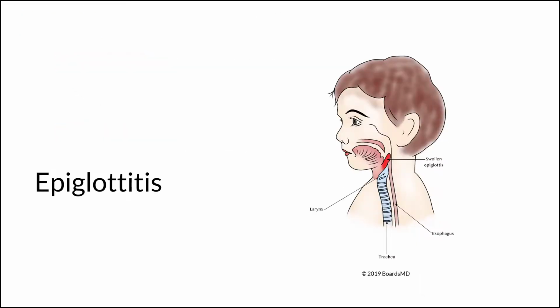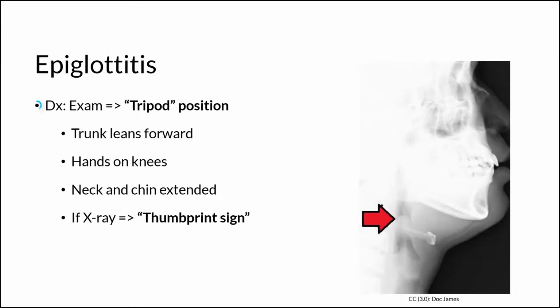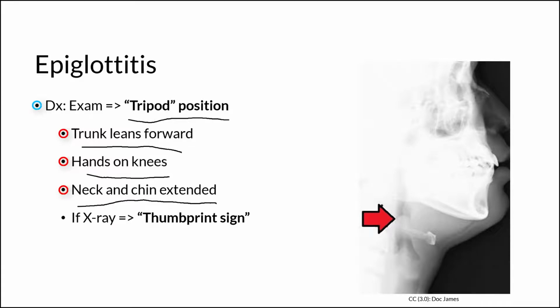We have a simple illustration here demonstrating epiglottitis with this clearly swollen and inflamed epiglottis. This is ultimately going to lead to an extrathoracic obstruction, thus resulting in stridor. On physical exam, these patients are classically going to present with what is referred to as a tripod position, or tripoding. In tripoding, the patient is going to have their trunk leaning forward, their hands classically in front of them on their knees, and their neck and chin extended upward and backward in order to help open up that airway.